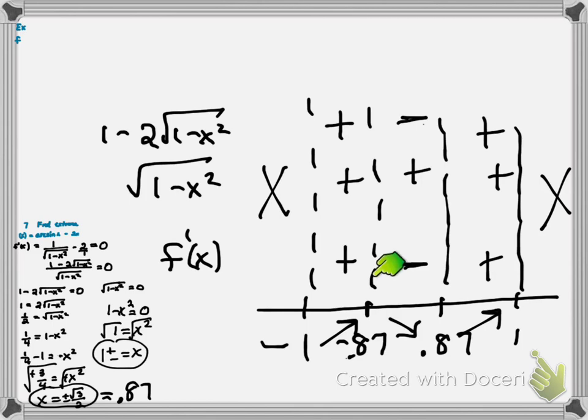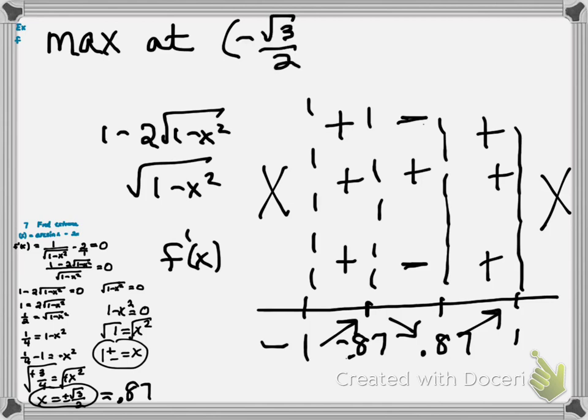So at -0.87, or the radical 3/2, I've got a max, and here I've got a min, which is what I was looking for, my extreme values. So I have a max at -radical 3/2, comma something, and a min over here at the positive.